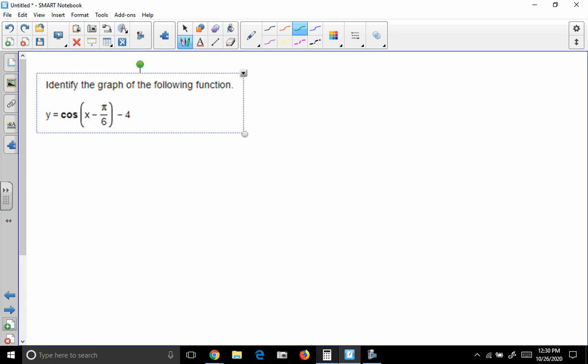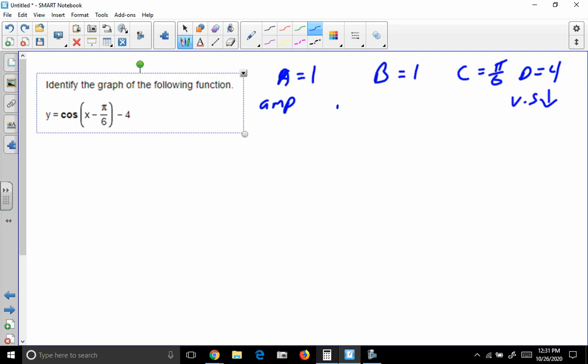On this one, they want us to recognize the graph. So I would like for you to be able to graph this from scratch. A is 1, B is 1, C is pi over 6, D is 4. So our amplitude is 1. Our vertical shift is down 4. Our period is 2 pi over b, so 2 pi.